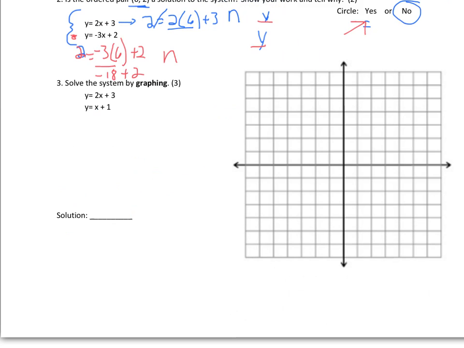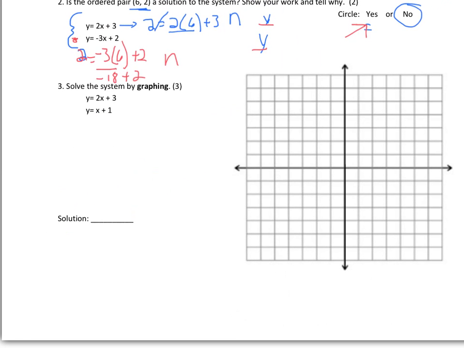Alright, solving systems by graphing. You guys were so good at graphing when it was just one equation by pulling out the m and the b. Remember, the b is the one without the x. It's your beginning. And the m is how you're going to move. It's your slope, so 2.